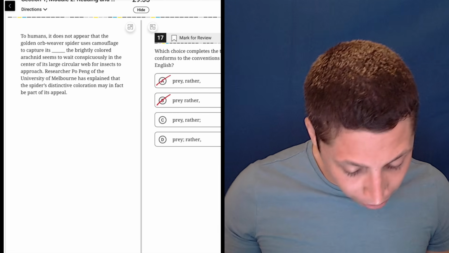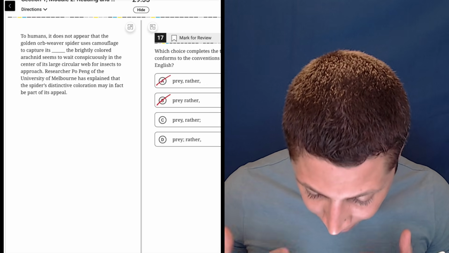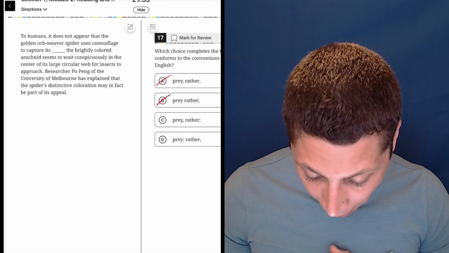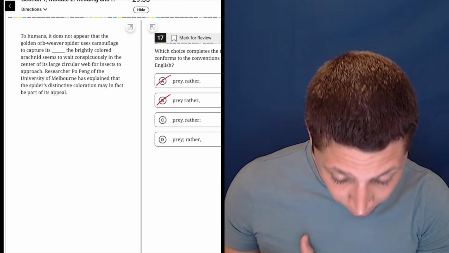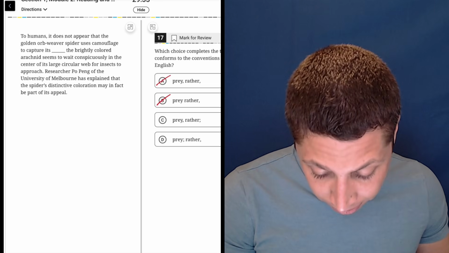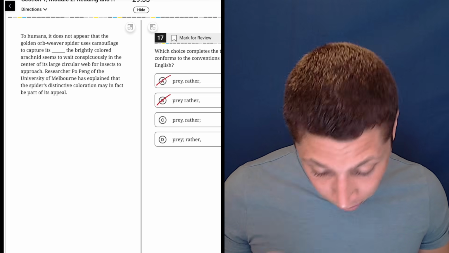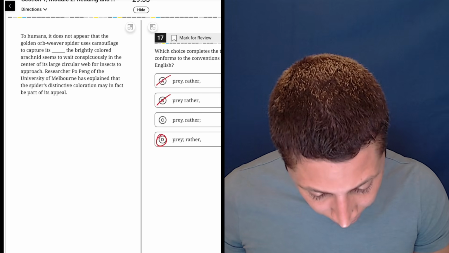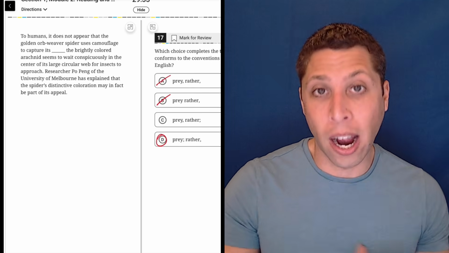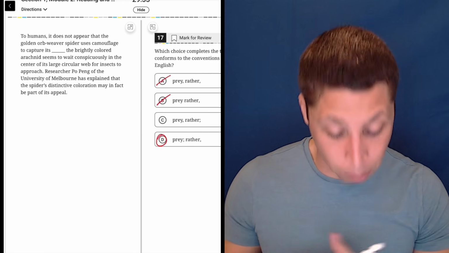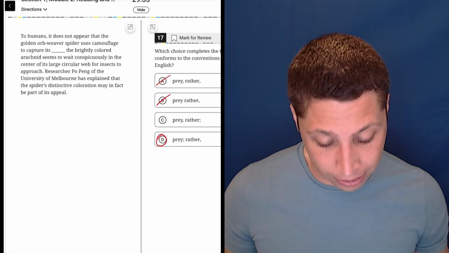The question is whether the rather is with the piece or not. It does not appear that the golden orb weaver uses camouflage to capture its prey. Rather, the brightly colored arachnid seems to wait conspicuously in the center of its large web for insects. So it's definitely that the rather goes with the second part because it's contrasting with the first part. If it were with the first part, it would have nothing to contrast with, so that wouldn't make any sense.